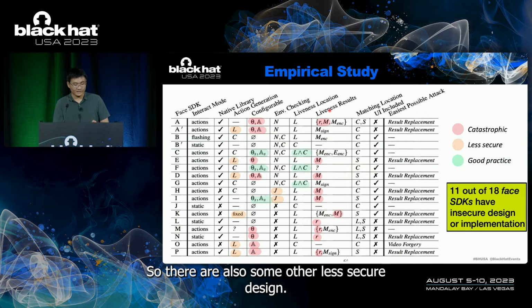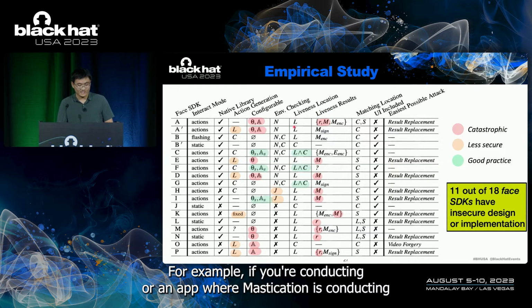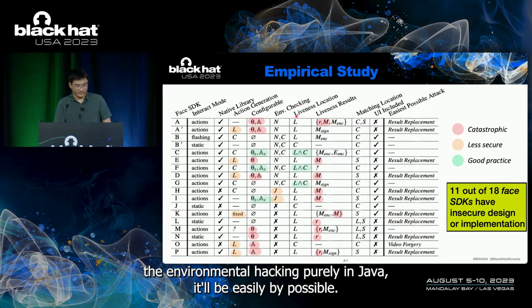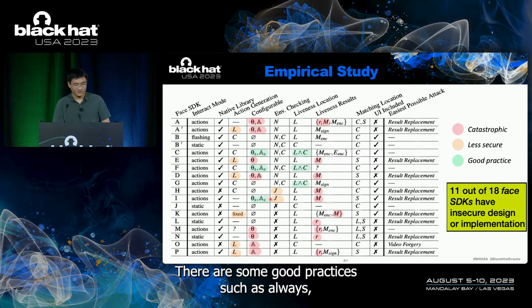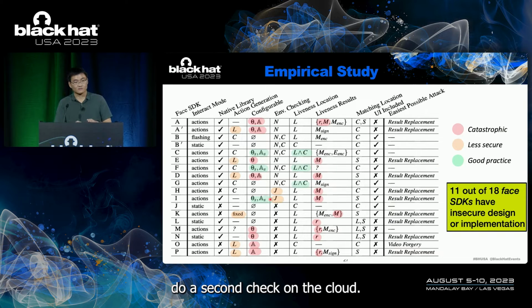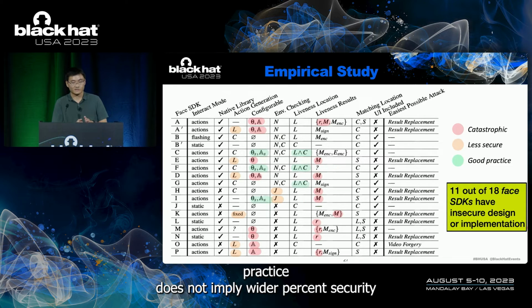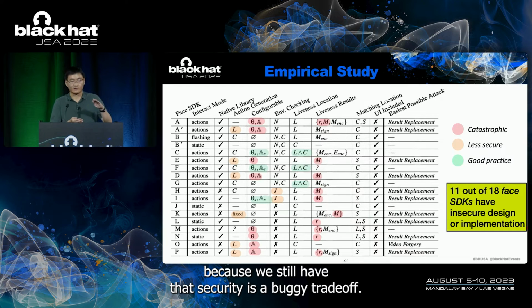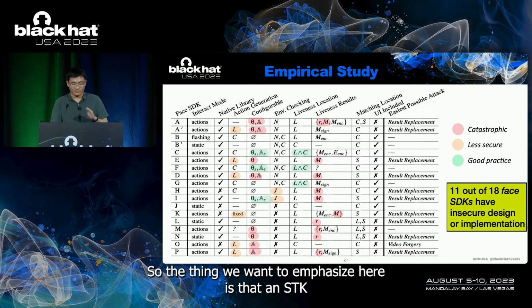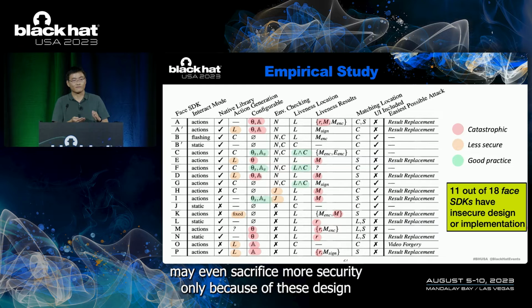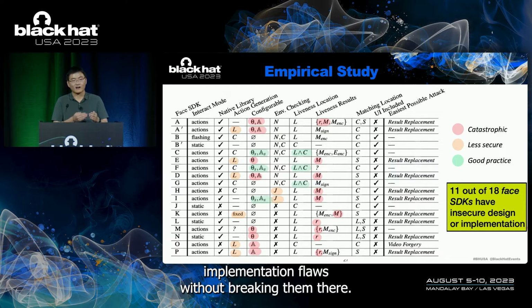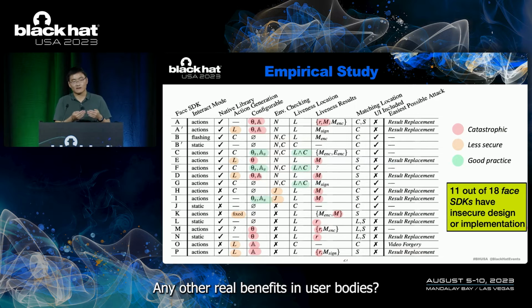There are also some other less secure designs. For example, if an app or an SDK is conducting the environment checking purely in Java code, it will be easily bypassable. There are also some good practices, such as always doing a second check on the cloud. But the point I want to make here is that a good practice does not imply 100% security, because we still have that security usability trade-off. An SDK may even sacrifice more security only because of these design implementation flaws, without bringing any other real benefits in usability.